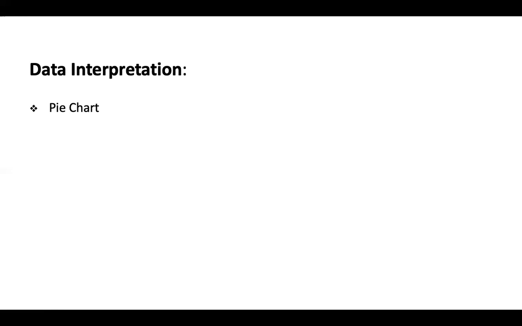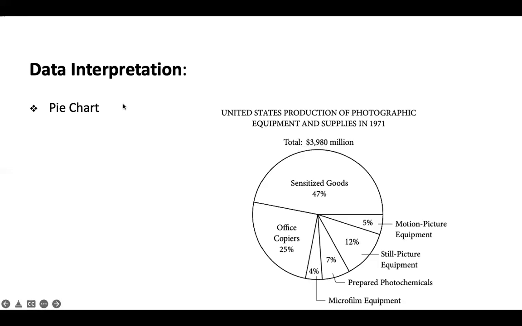For this I just took a graph from the ETS guide and the old GRE big book. So this is an example of a pie chart in which we are given United States production of photographic equipment and supplies in 1971. In total, there are $3,980 million, and overall this is 100%. This is further divided into 6 slices based on the numerical proportions. This could be in the form of percentages, or in the form of actual numbers. In this scenario, we are given the total amount and the percentages, divided into 6 parts: 47% for sensitized goods, 5% for motion picture equipment, and so on. If you add all of these, this will add up to 100.